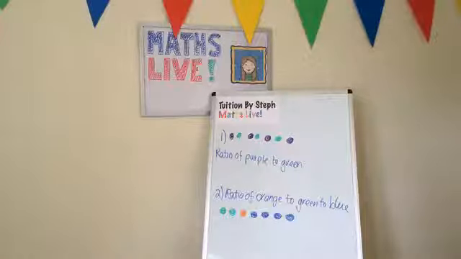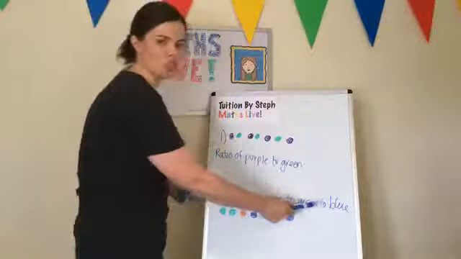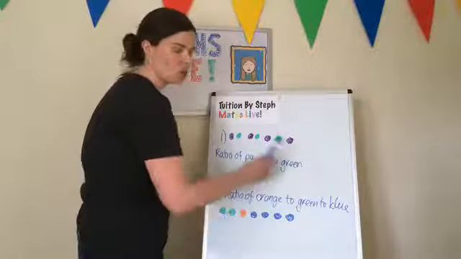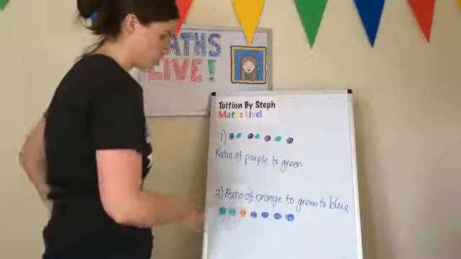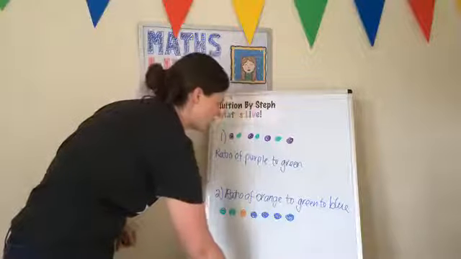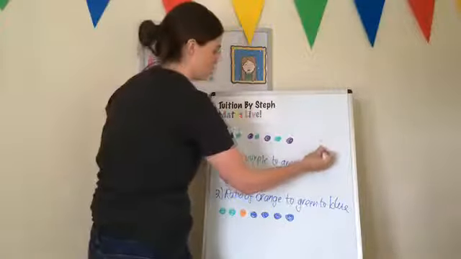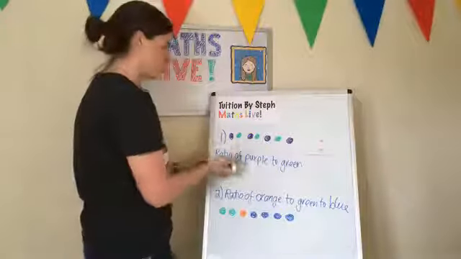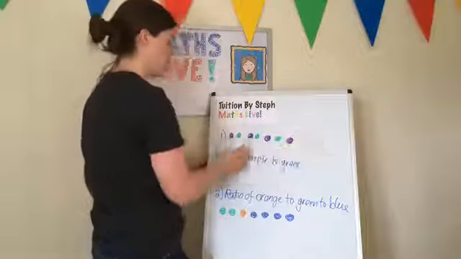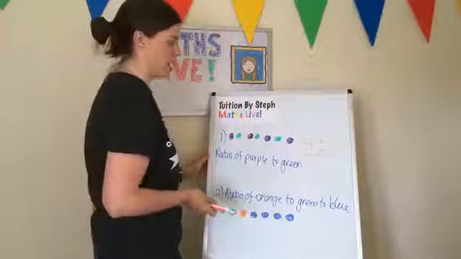Now, careful with the last one. Look at the question carefully. Don't look at the colours, look at the question. Okay, I'm going to do the first one, give you a bit of time to have a look at this one. So, ratio of purple to green. So it says purple first. So I count the purple ones. 1, 2, 3, 4. And green, 1, 2, 3. And you can't simplify that anymore.